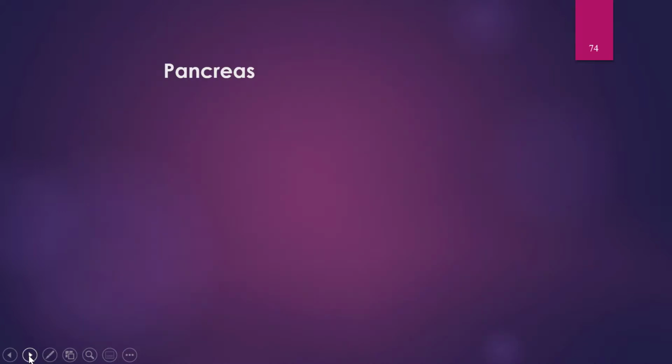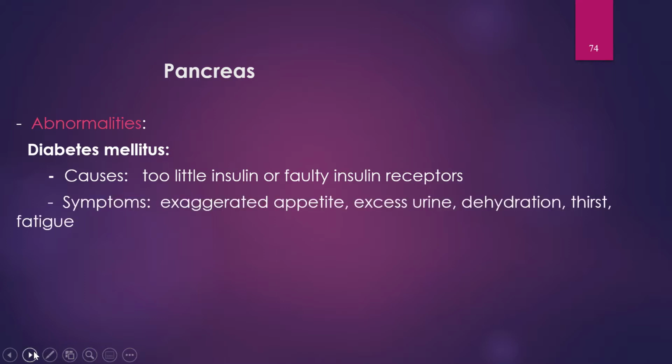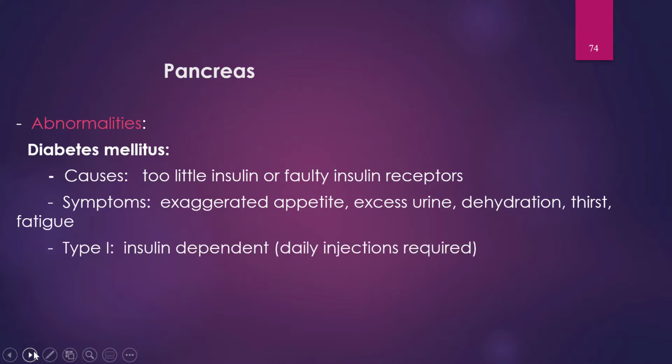All right. Then you have some abnormalities with the pancreas in the delivery of insulin, and it happens when a person becomes diabetic. Here's an example: diabetes mellitus. There's too little insulin, or there are probably faulty insulin receptors. The symptoms will be exaggerated appetite, excess urine, dehydration, thirst, fatigue, and there are usually two types of them.